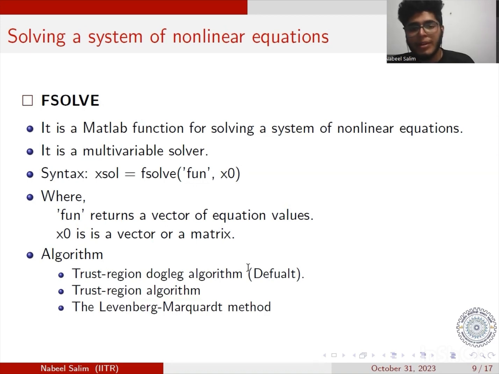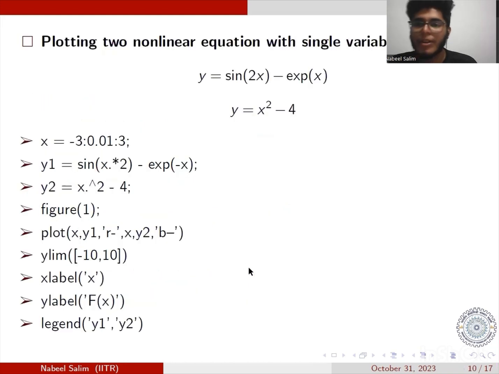Now we will look at how to use fsolve to solve a system of nonlinear equations. First, plotting two nonlinear equations with a single variable. Here I have given two nonlinear equations, y equal to sine 2x minus exponential of x, and y equal to x square minus 4. We have selected a range -3 to 3 with a step of 0.01, and y1 and y2, the two functions, are written here and plotted using the plot function.